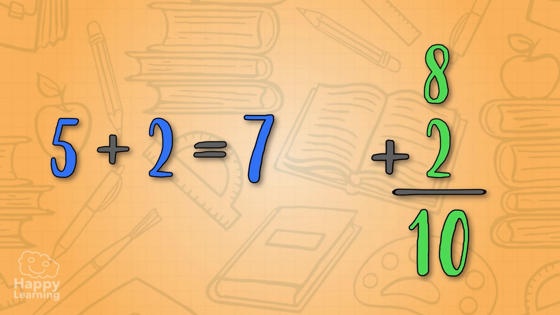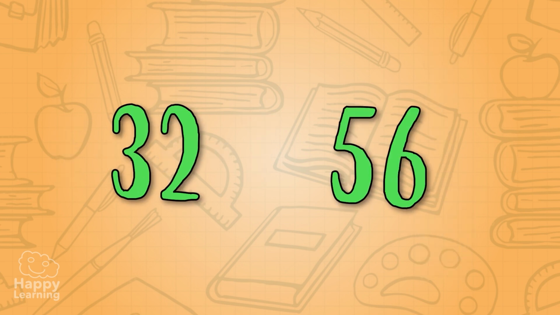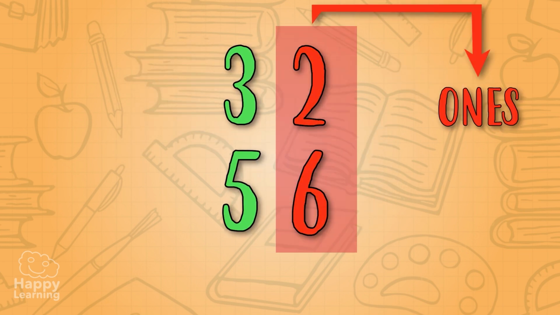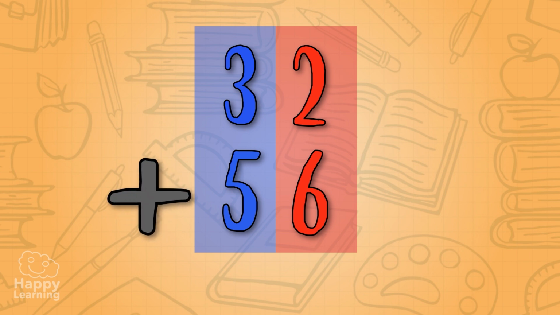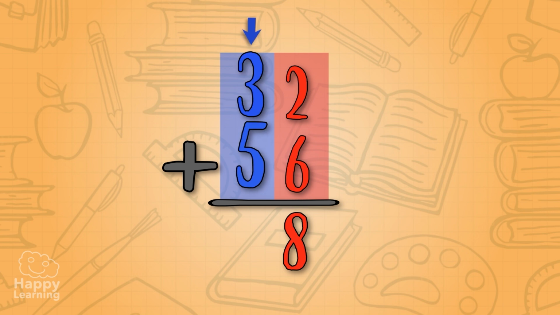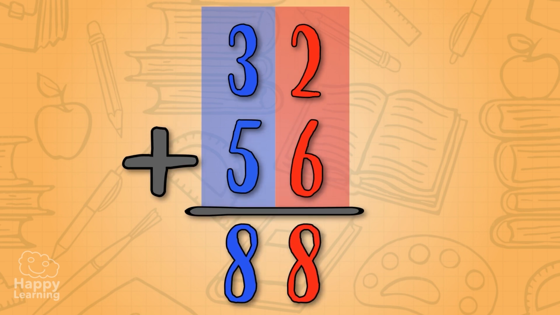To add larger figures, such as 32 plus 56, we place one summand under the other, ones under ones, and tens under tens, like this. Then we add a plus sign. Now we need to add the ones from both summands. 2 plus 6 equals 8. And now let's add the tens. 3 plus 5 equals 8. So the final result is 88. That rhymes with cake.